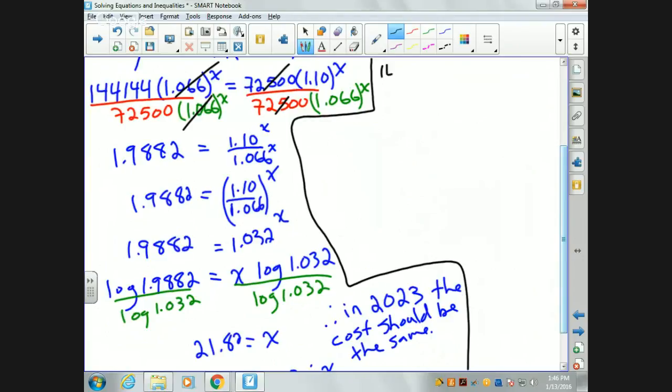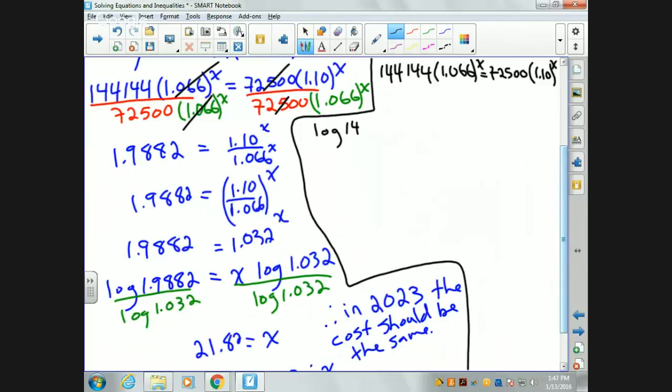So we started with this 144,144 times 1.066 to the x. There we go. I got 2 6s that time. And we said, I think you guys were okay with dividing by 72,500, or did you want to just do the log right from the start? Sure. Take the log of the left.